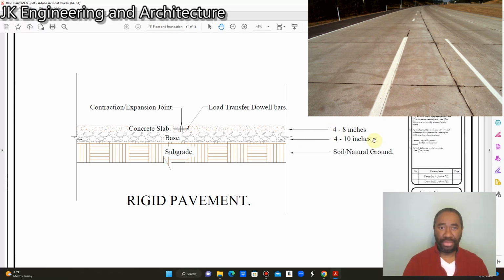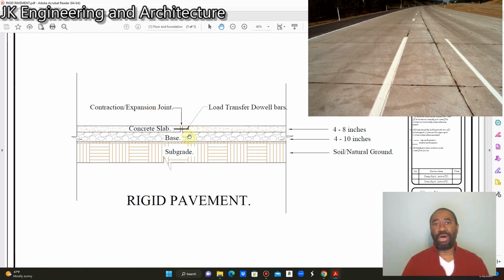So all I'm saying is those are the minimum dimensions. It can be more. It depends on the cyclic load or the fatigue or the stress that the pavement is going to undertake. So if that pavement structure is going to be subjected to high traffic, to heavy traffic, the thicker the layer system is going to be. As you can see here, we have what is called a dowel transfer bar and a contraction and expansion joint.